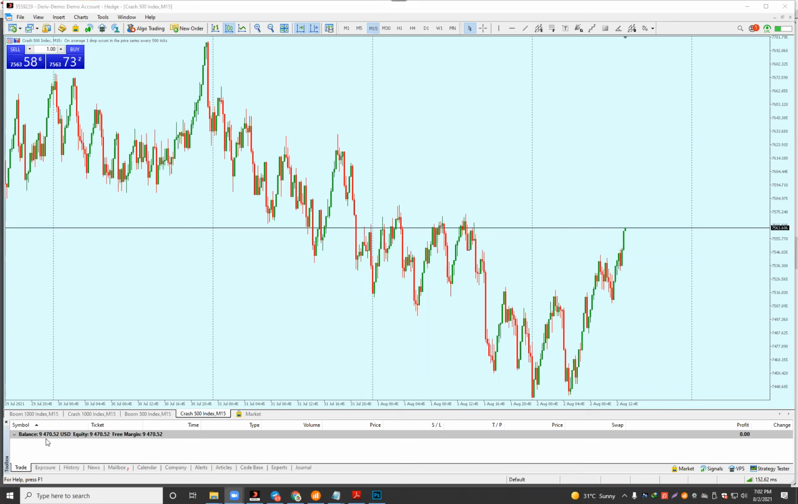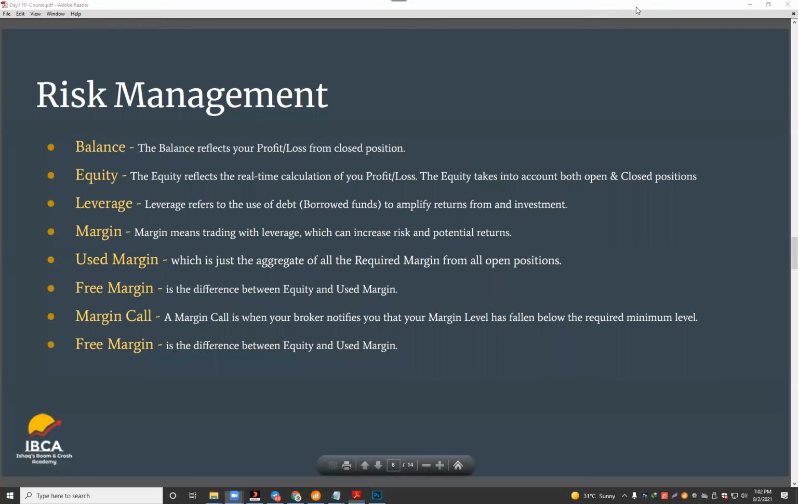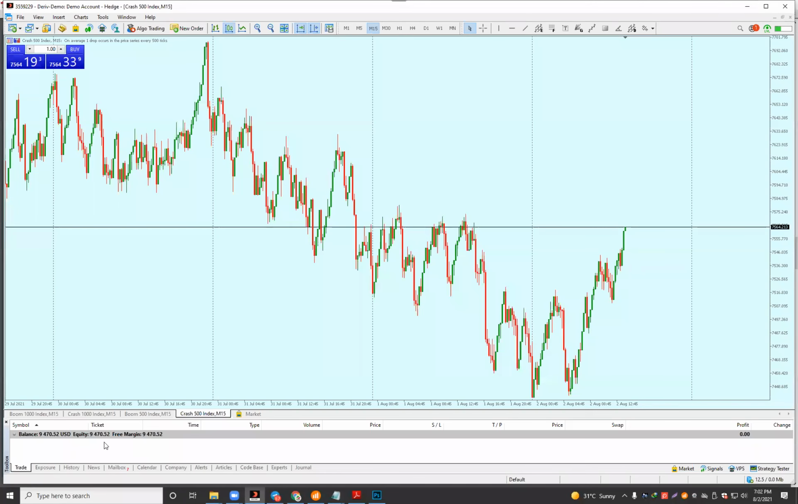Your deposit amount can be increased, can be decreased, but currently it is showing the current value of your account, which is 9,470. So here, the balance reflects your profit and loss from closed positions. Closed position means that there is no open position here. On the chart, there is no open position. So the position is not open here, right?